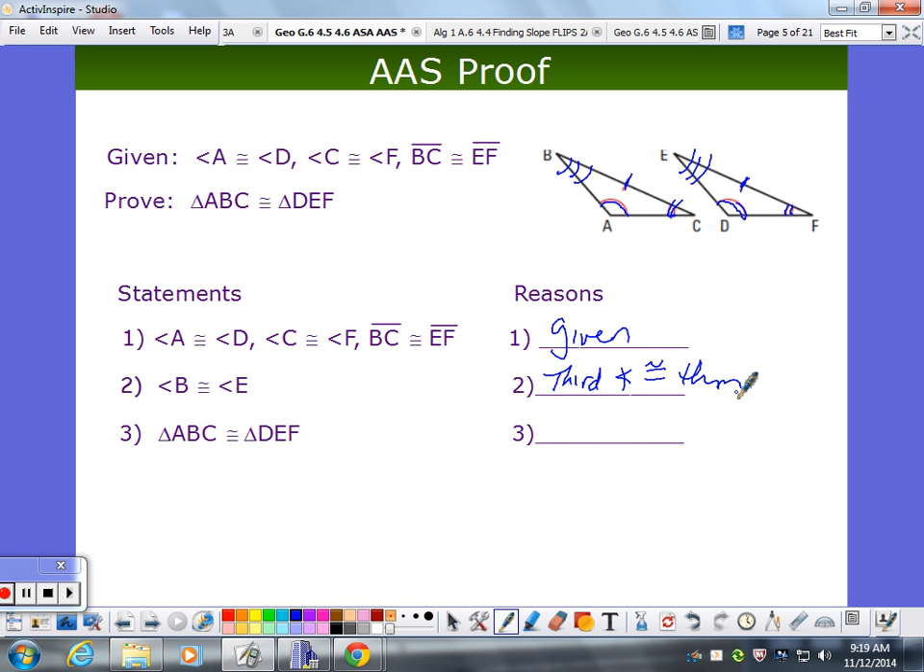So triangle ABC to triangle DEF. I've got all kinds of reasons here. I already had the angle, angle, side based on what they gave me, so we just did the other one. But I can say angle, angle, side. I also have an angle, side, angle. I could have used that one as well. So sometimes there's more than one way.